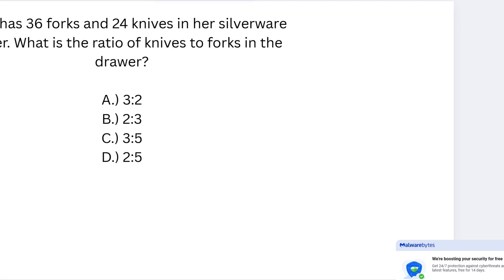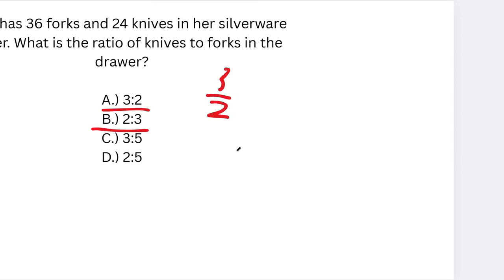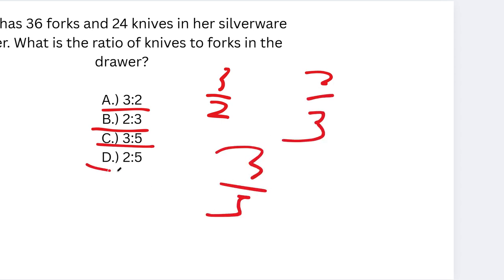Now it is number 5. Mia has 36 forks and 24 knives in her silverware drawer. What is the ratio of knives to forks in the drawer? If you don't know what a ratio is, it's basically dividing these two numbers to compare them. It's kind of like a fraction. So 3 to 2 is 3 over 2. 2 to 3 is 2 over 3. 3 to 5 is 3 over 5. 2 to 5 is 2 over 5.